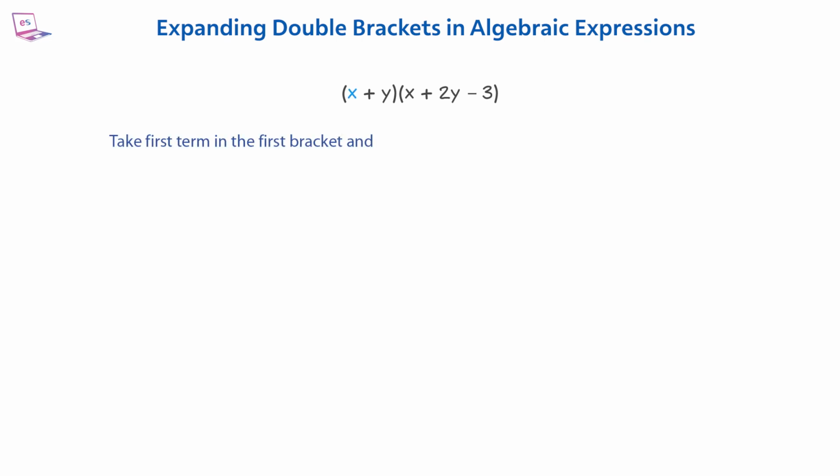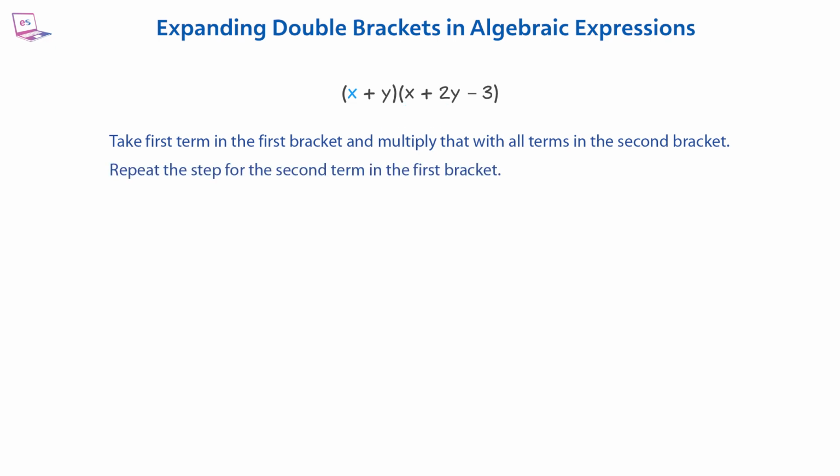Take the first term in the first bracket and multiply that with all terms in the second bracket. Repeat the step for the second term in the first bracket. If the first bracket contains more than 2 terms, you can still follow the same method.